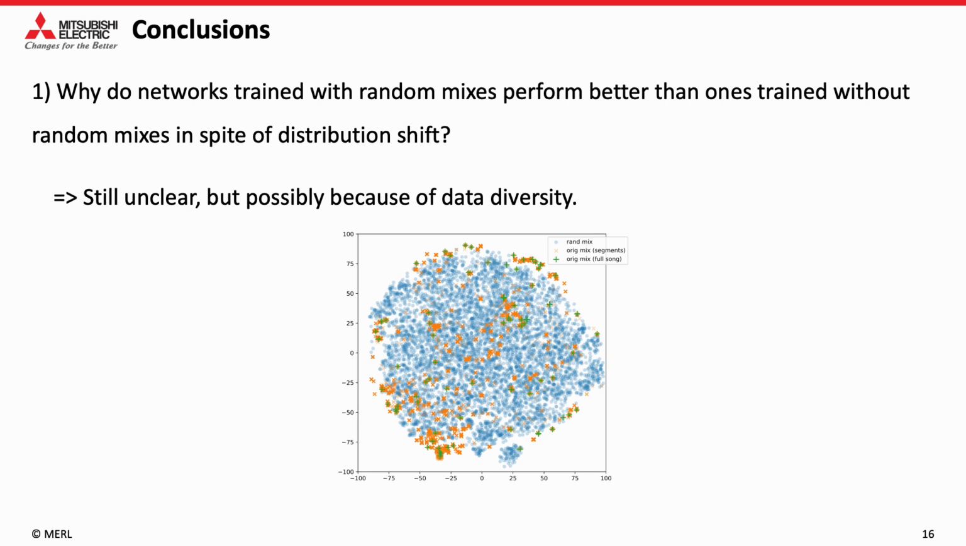Back to the first research question, we still consider it is not perfectly clear why random mixes are better than original mixes, but possibly it's because of the data diversity. The figure here is the t-SNE result of CLAP embeddings extracted from random mixes and original mixes, and you can find that original mixes are actually placed all over the random mixes.